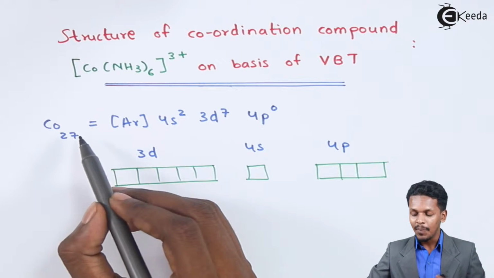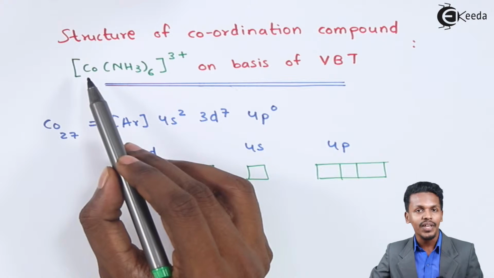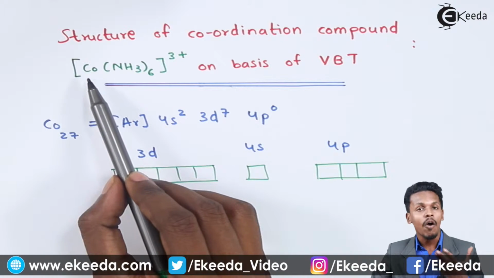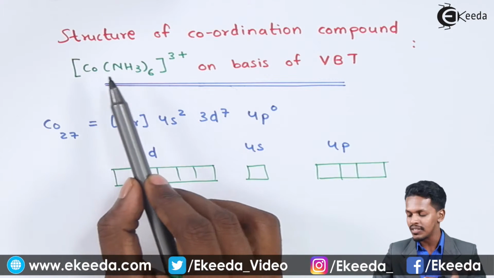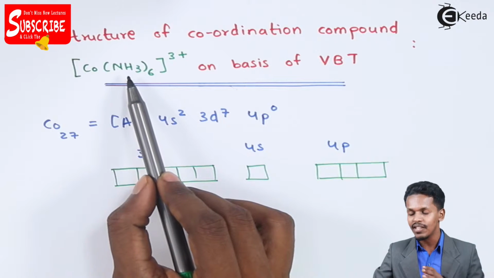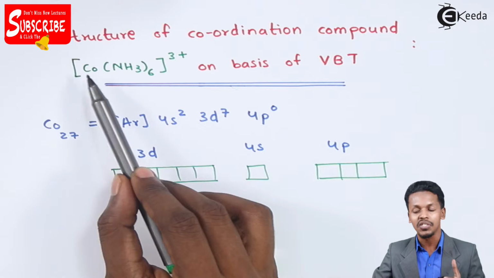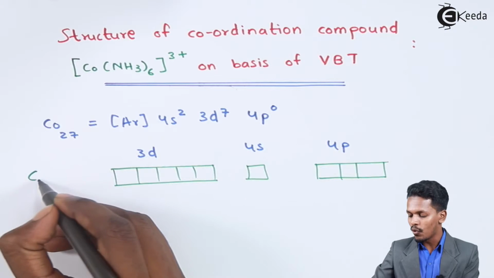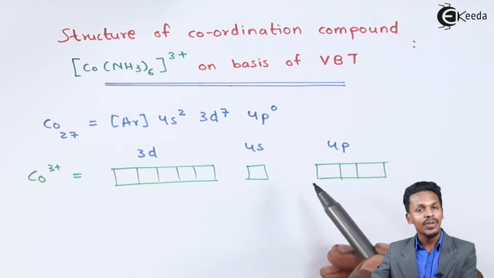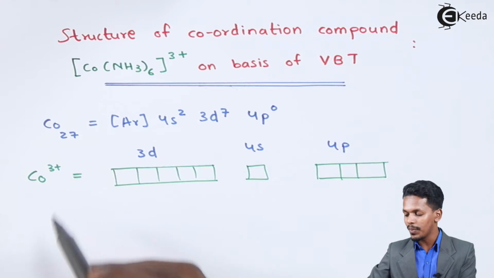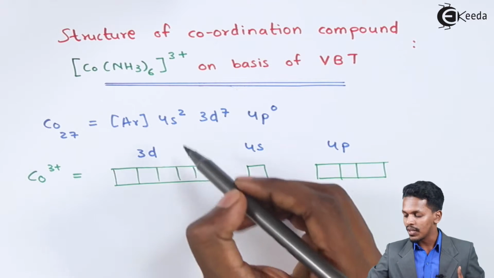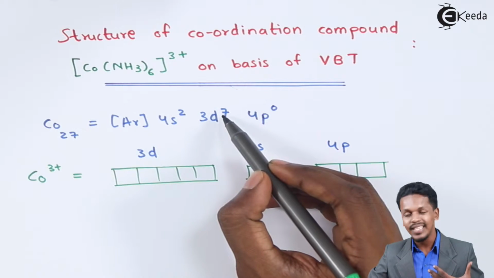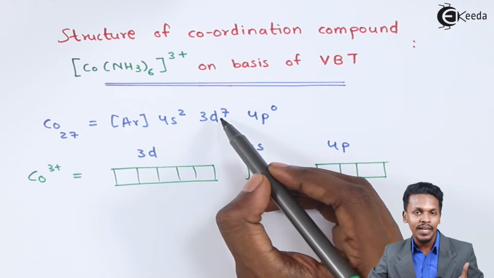This is cobalt in the atomic state. But we have to calculate the electronic configuration of the cobalt 3+ ion also. The reason is that if we calculate the oxidation state of cobalt, we get to know that NH3 is a neutral ligand, so cobalt has an oxidation state of 3+. So for the cobalt 3+ ion, the configuration is argon 18 3d 4s 4p, where 3 electrons are lost. The electrons are lost from the s orbital, and 1 electron is lost from the d orbital, so only 6 electrons are left in the 3d orbital.